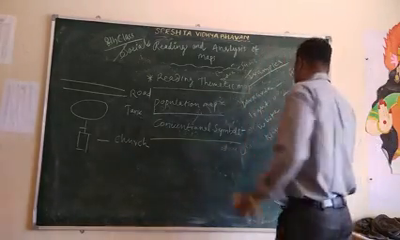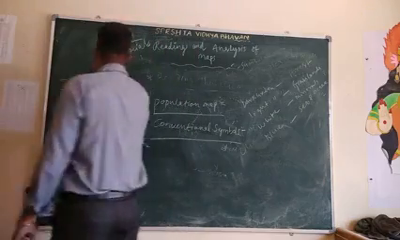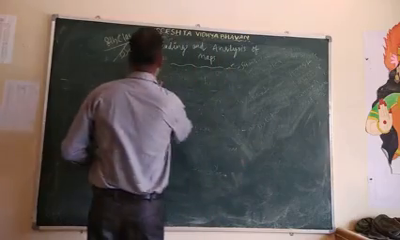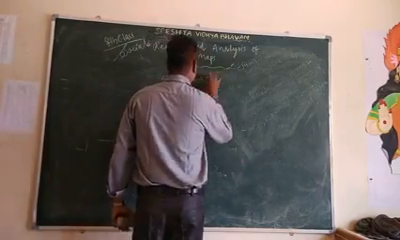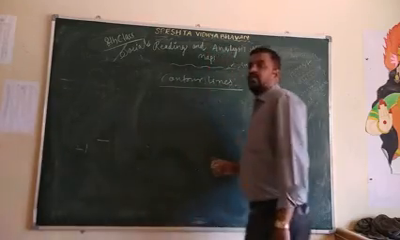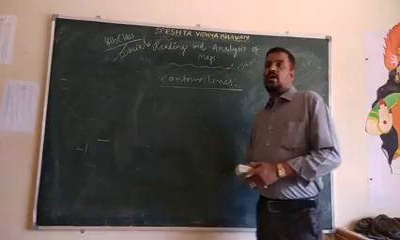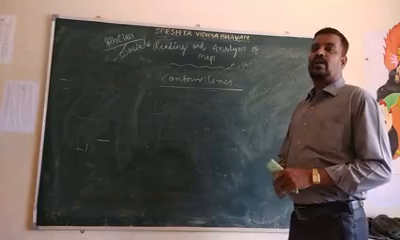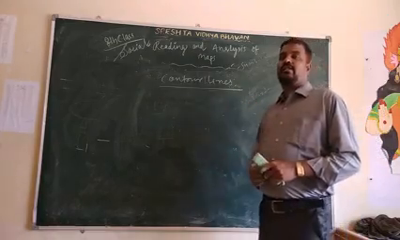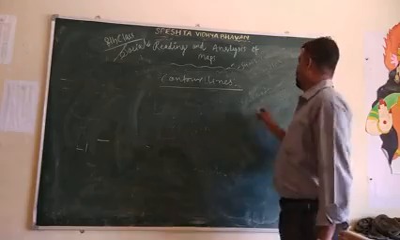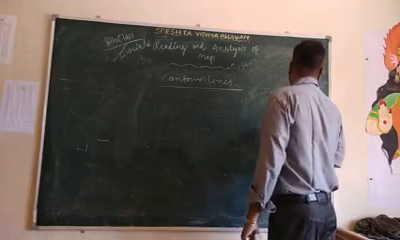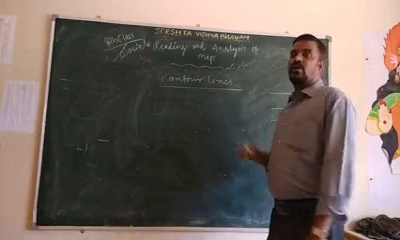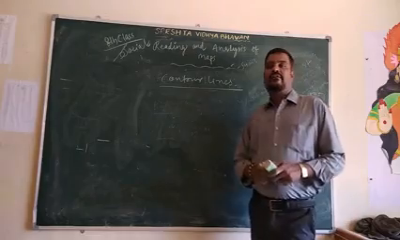And the next topic is contour lines. Contour lines are usually drawn at fixed intervals of height such as 20 meter, 50 meter and 100 meter. Like 50 meter, 100 meter, 150 meter. This is 50 meter, this is 100 meter, this is 150 meter. So this is a fixed interval.